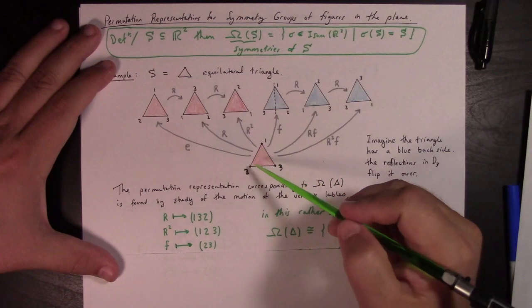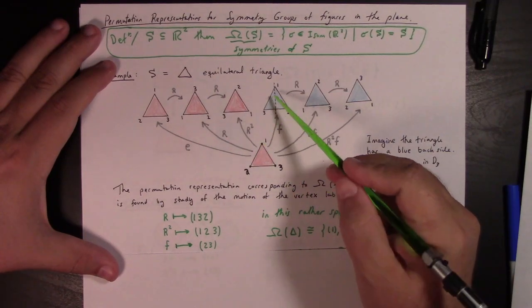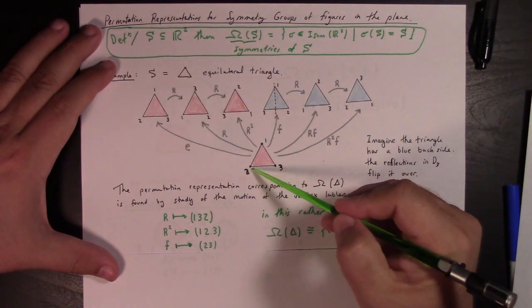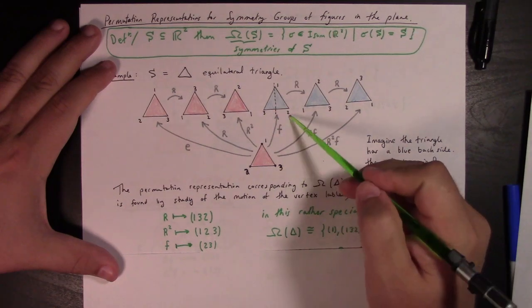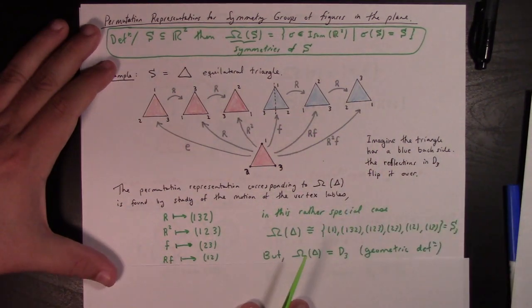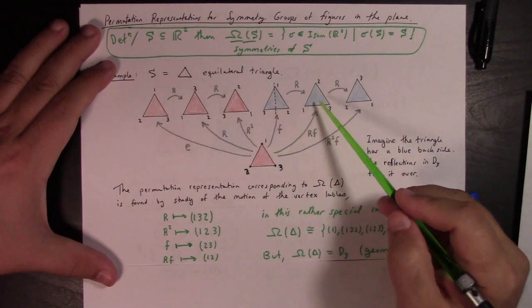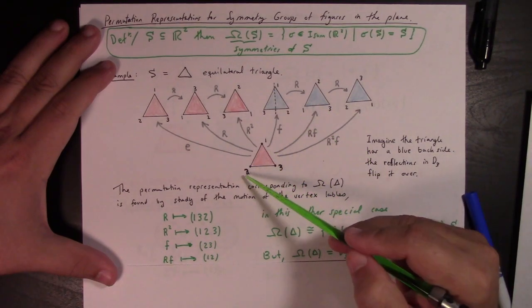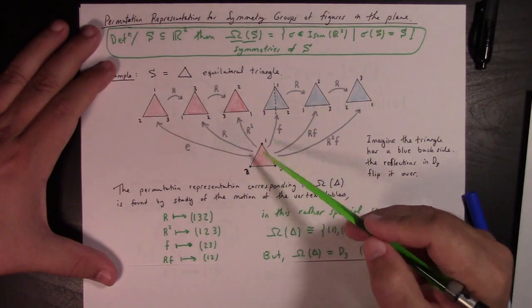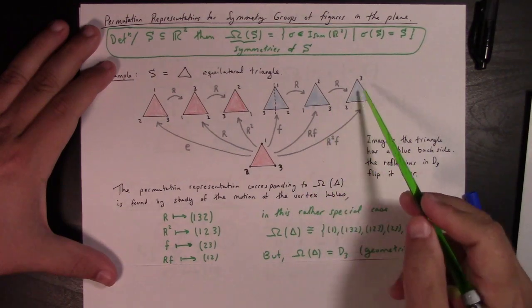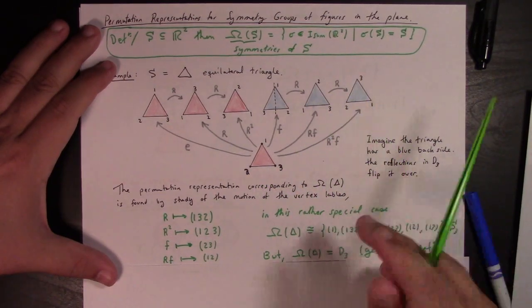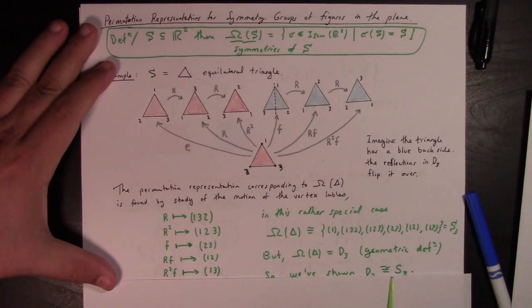The flip. 1 goes to 1. 2 goes to 3. 3 goes to 2. That's a transposition, 2, 3. RF. RF has done what? It has fixed 3 and it's flipped 1 and 2. That's why RF is the 1, 2 cycle. R squared F has fixed 2 and flipped 1 and 3. That's why it's the 1, 3 cycle. And so, in total, the isomorphic copy of the symmetry group of the triangle is this set of permutations on S3. It just so happens that is S3.